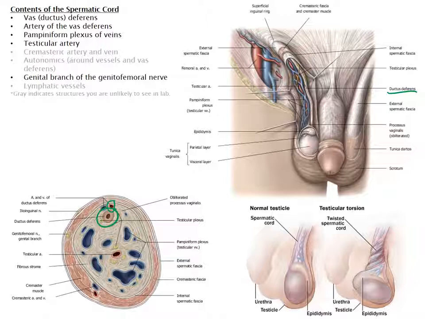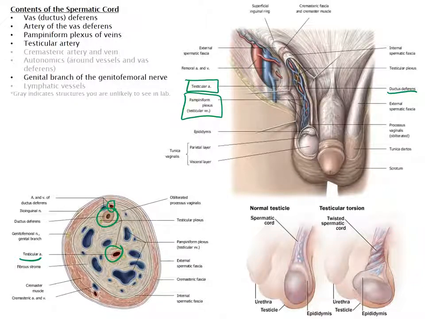Also in the spermatic cord is the pampiniform plexus of veins, as shown here. These veins converge to form the single testicular vein, which will empty into the left renal vein or empty directly into the inferior vena cava. And usually found in the middle of the pampiniform plexus of veins is the testicular artery, shown here. This artery arises directly from the abdominal aorta, and it supplies the testis. It also supplies the epididymis.